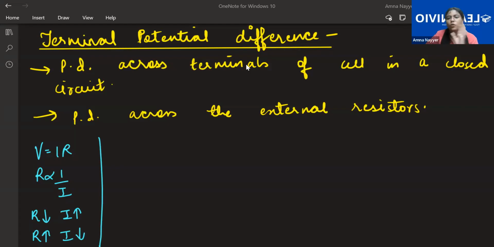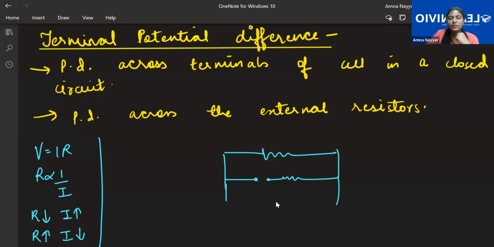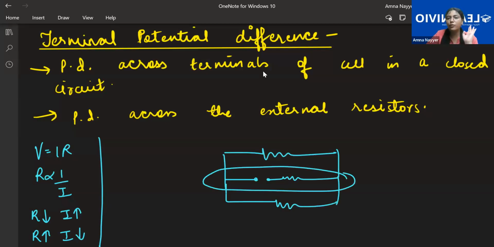Charges will not flow, yes. In open circuit, charges will not flow through that wire. If a branching has been done, let's say this is a resistor and this is open like this, and there are other resistors also. So here in this branch, there won't be flow of any current.